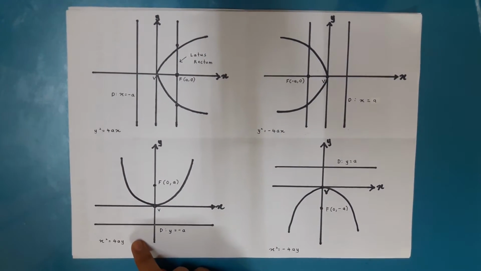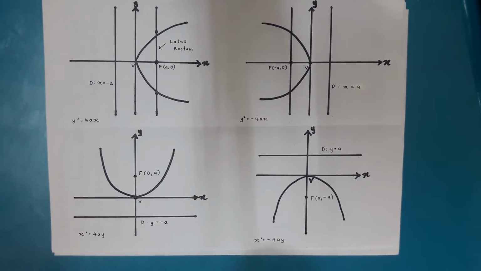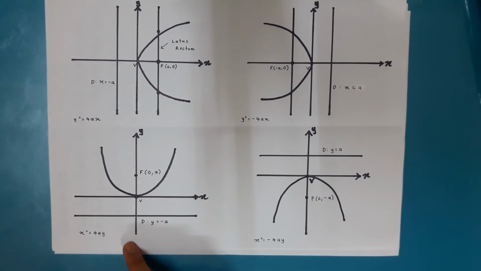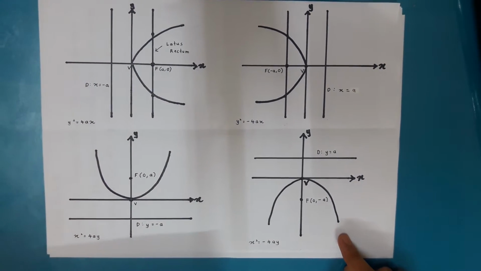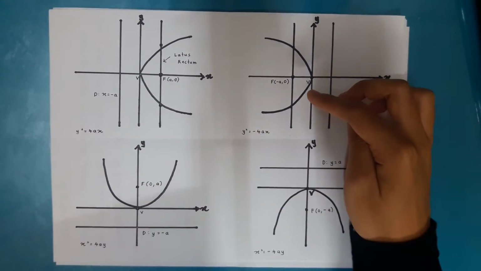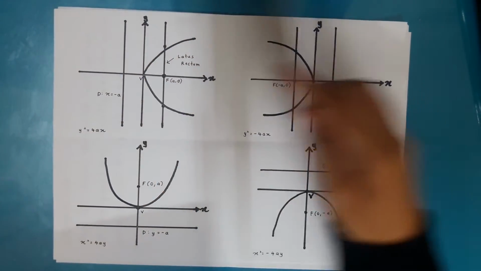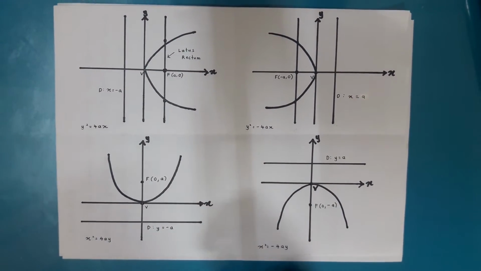This is the graph for x squared equals 4ay. This is the graph for x squared equals negative 4ay. For the first two graphs, the directrix is vertical, while for the last two graphs, the directrix is horizontal.